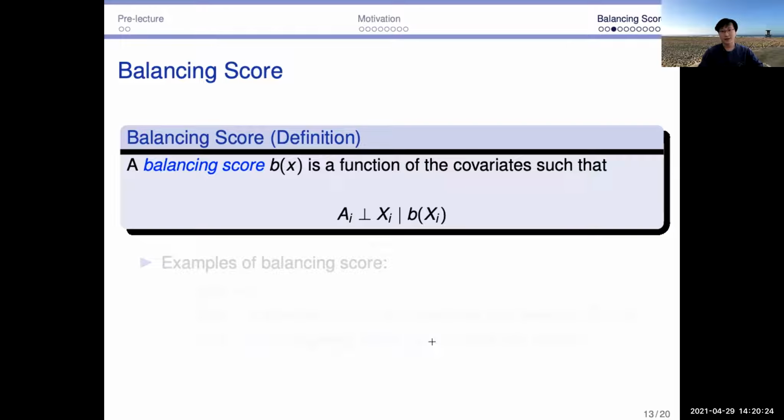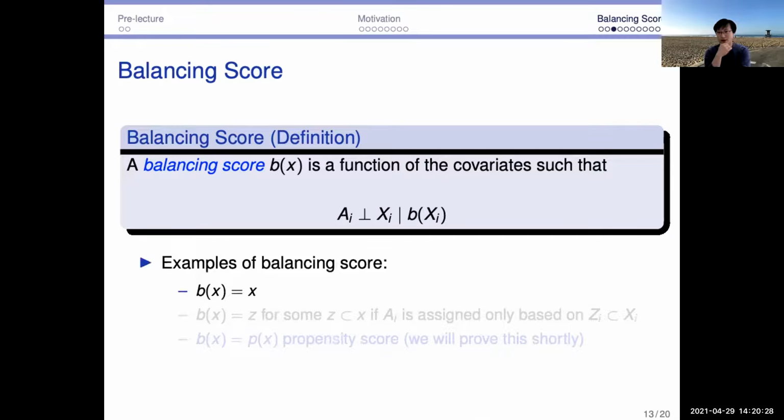By this definition, you can see that a balancing score is not unique. There are many different examples. For example, if we just take B of X to be the entire X, that is a trivial summary that does not summarize anything. It's the covariate itself. But by definition, A will be independent of X given X. That's some basic probability.